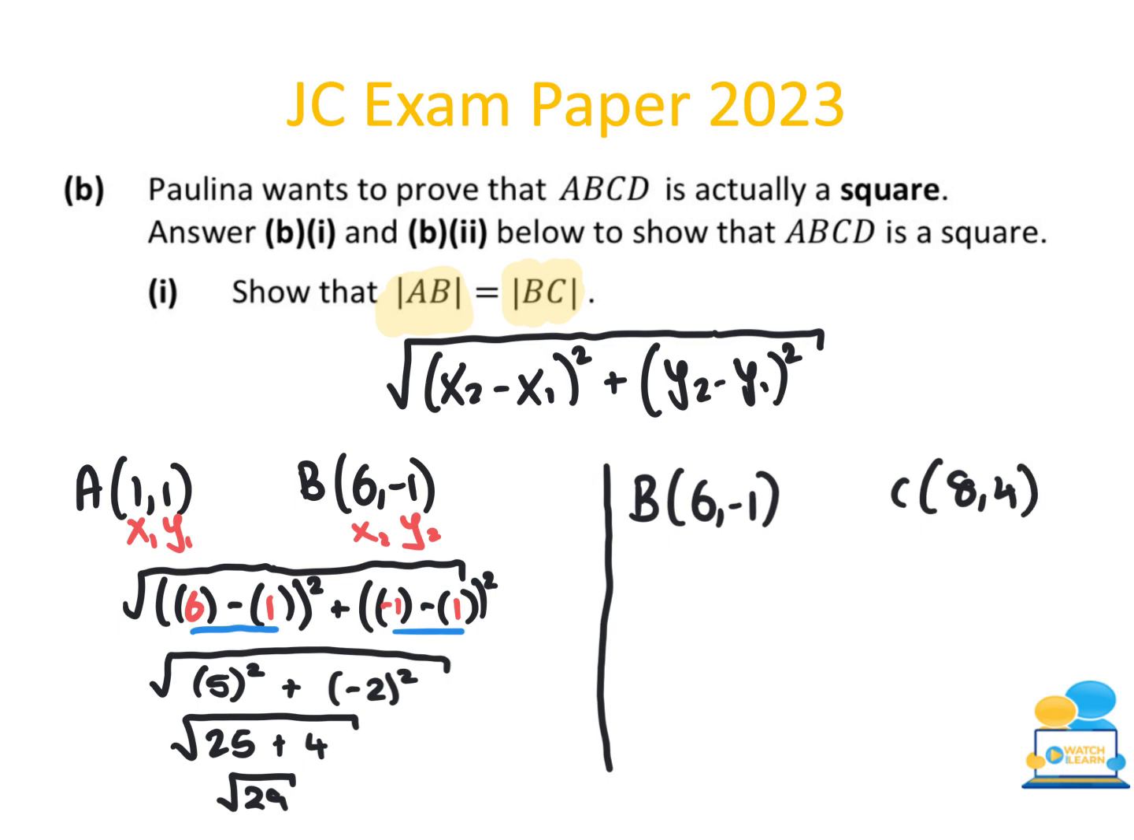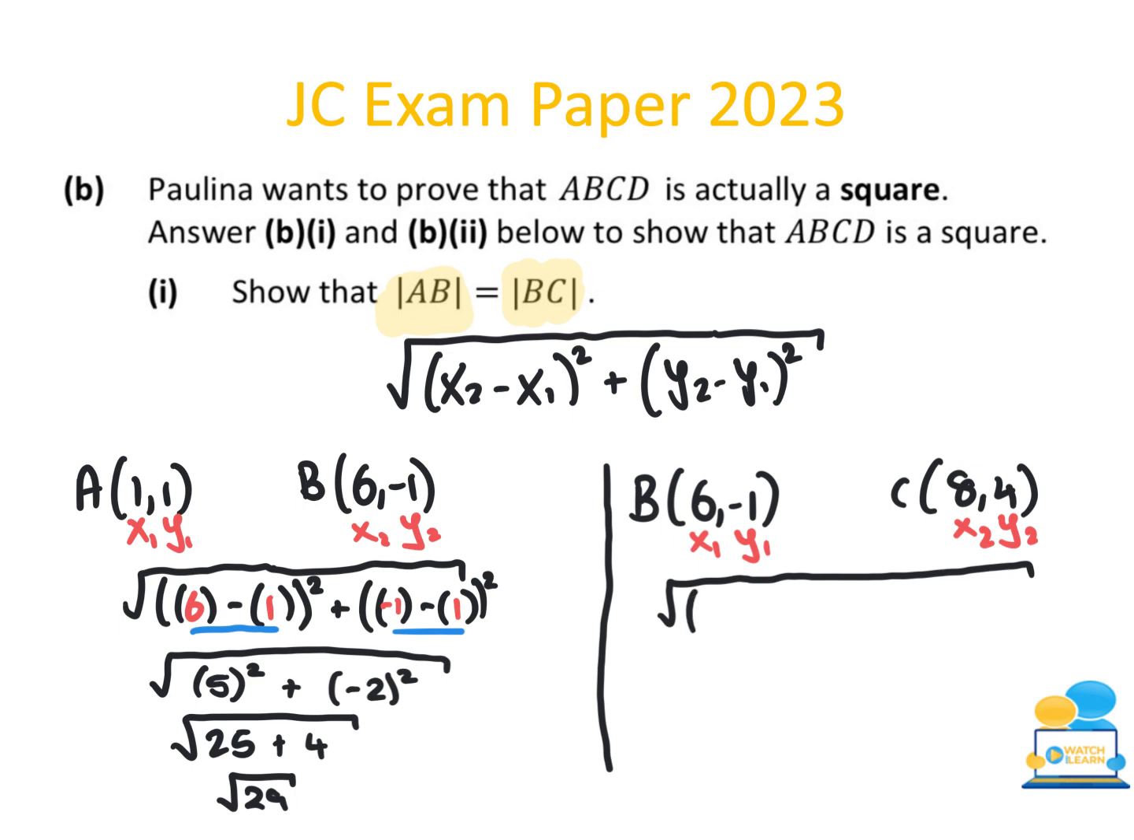And just like what I did before, I'm going to label them, which is the x coordinate and which is the y coordinate. So 6 is an x coordinate, minus 1 is a y, 8 is an x coordinate, and 4 is a y coordinate. Again, decide which you want to use as your first and your second point. That doesn't make a difference. So I will pick B to be my first coordinate and C to be my second. And again, I'm going to open up my formula with empty brackets.